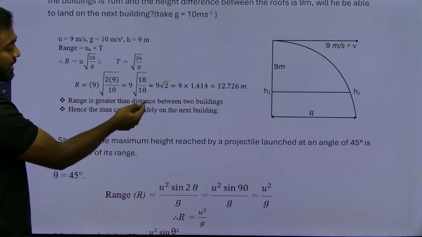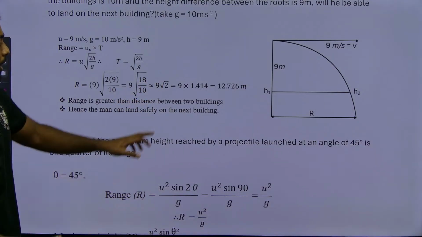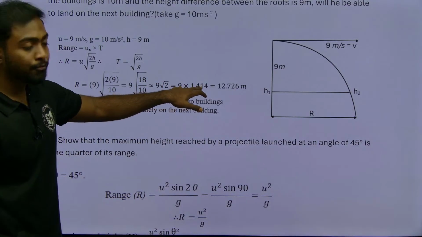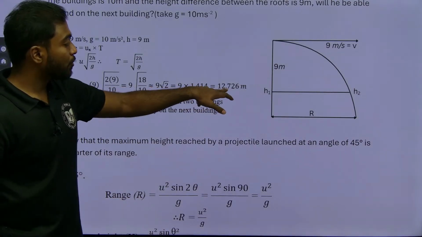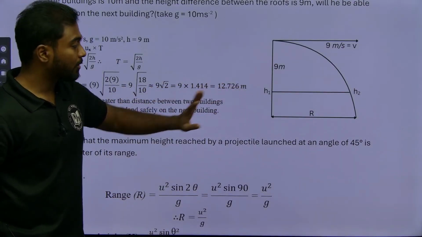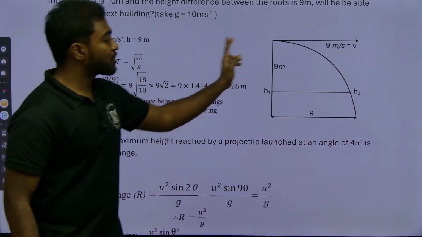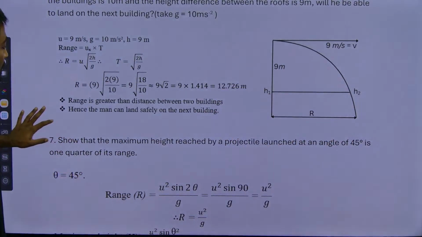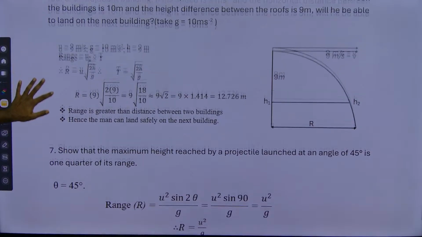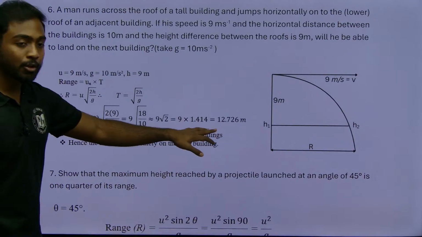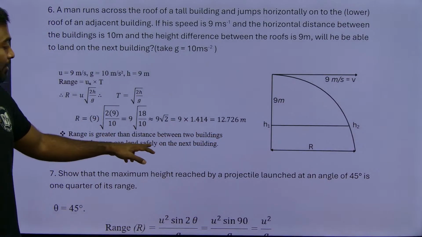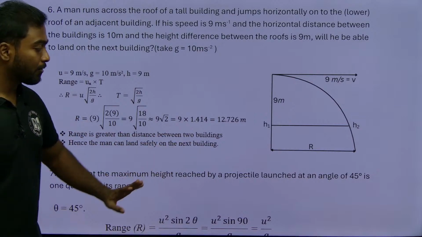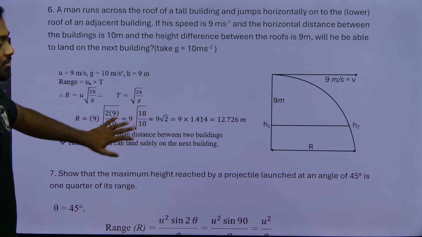So 9 into root 1.8, approximately 9 into 1.4. So obviously we will get 12.726 meter. So that's the range when he is traveling like this. Obviously the range is greater than the distance between the two buildings, so hence the man can land safely on the next building. Okay, this is about the question.